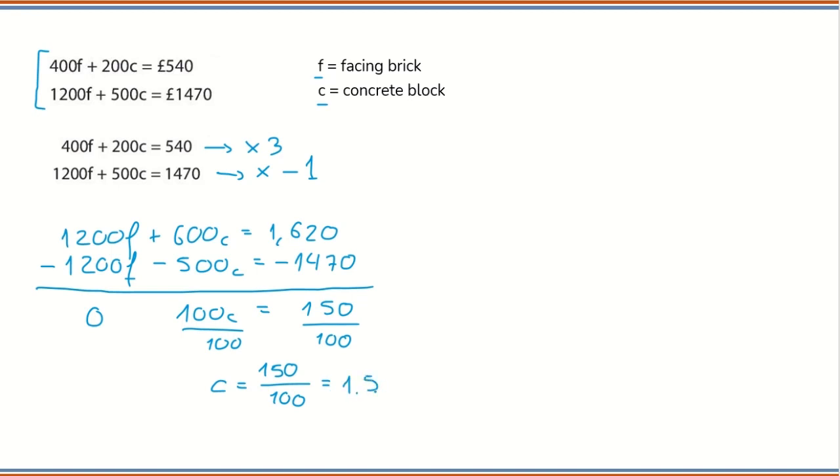Now I will substitute this value into the first equation here. So 400F plus 200 times 1.5, because C is 1.5, equals 540.